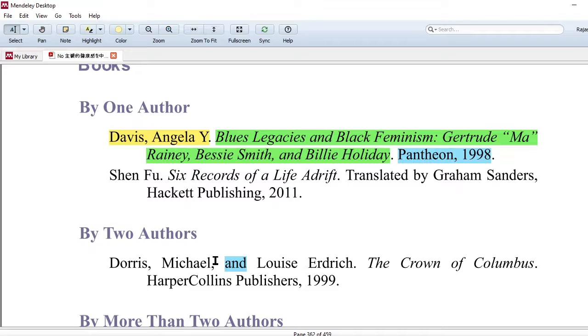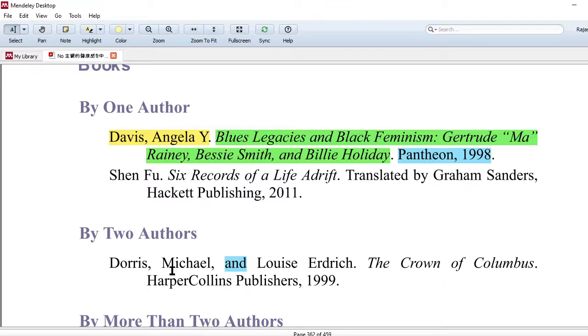Here, Michael Doris is the original name. So the second name comes first, Doris, Michael. But for the second author, you don't change it into the first one like this. It is not like Erdrich, Louise. It should be Louise Erdrich, the same thing. Here there is no change of order, not the second name first and first name second. Whereas for the first author in the two author books, the first author has to be changed as you normally change it.